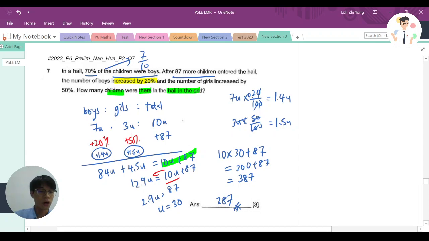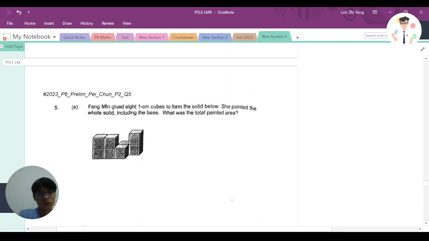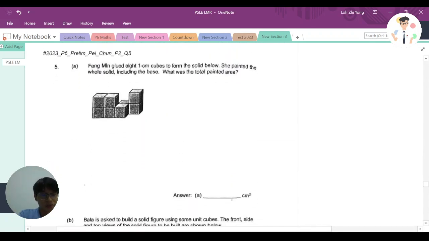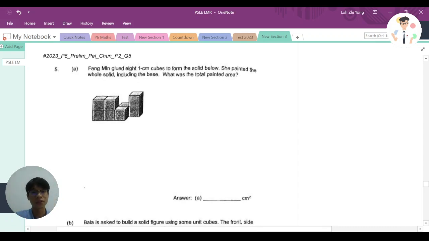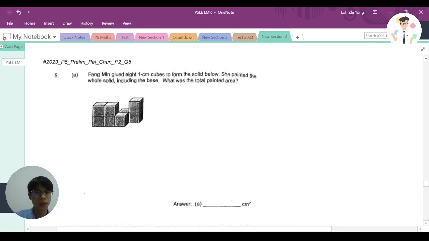Let's move on to our next question, which is from page 1, paper 2, question 5. There's part A and part B. Let's look at part A first. Fang Min glued 8 1 cm cubes to form the solid below. So basically there are 8. She painted the whole solid, including the base. Always there's a phrase like including the base. What is the total painted area?